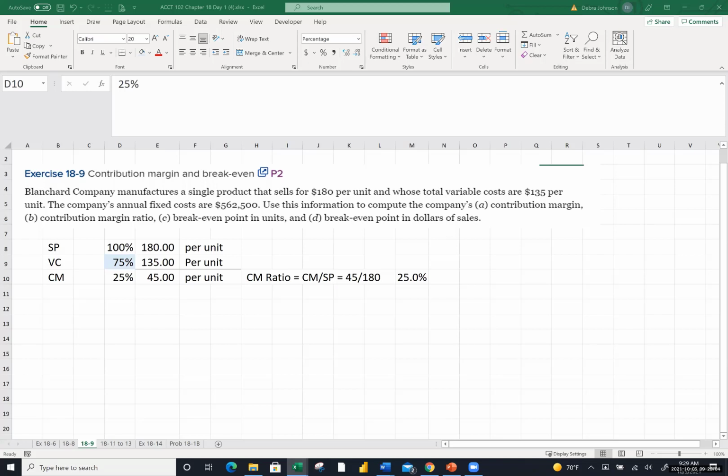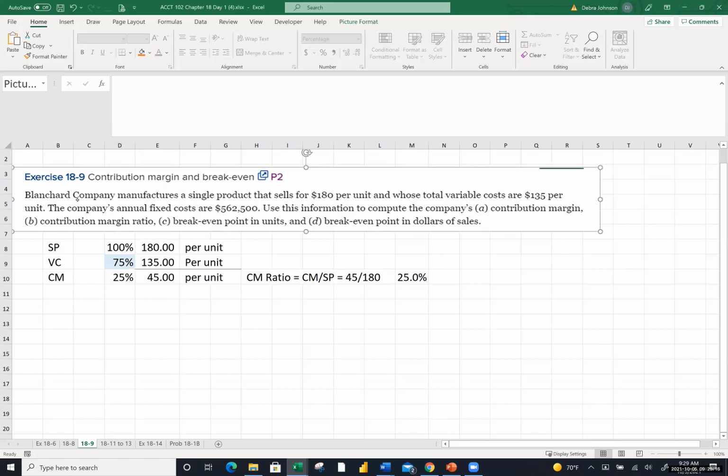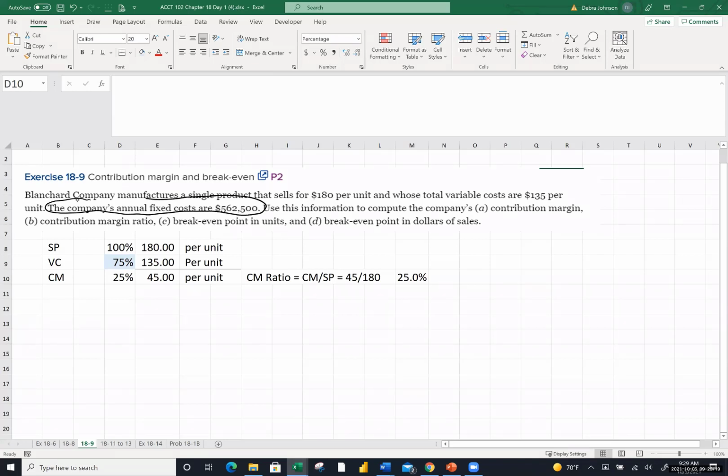So questions on that so far? Okay, then let's keep going. It says the company's fixed costs. So Danya, this is the first time that they've brought fixed costs into this mix. It says use this information to compute the company's A, contribution margin. Okay, done. We did that right here. The contribution margin is $45 per unit. Make it red so it stands out.